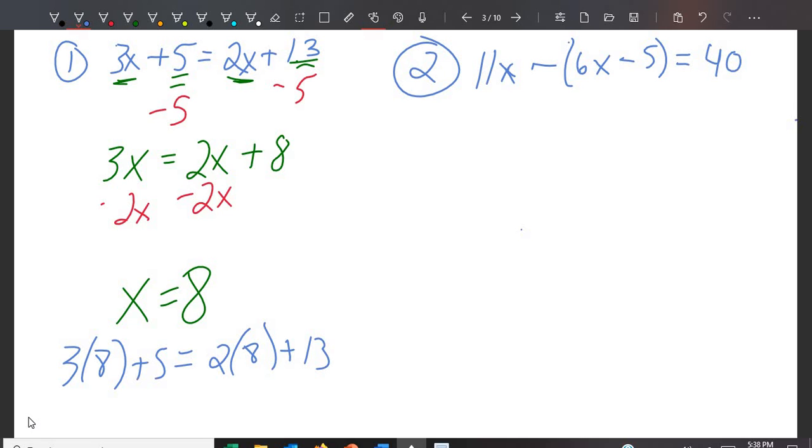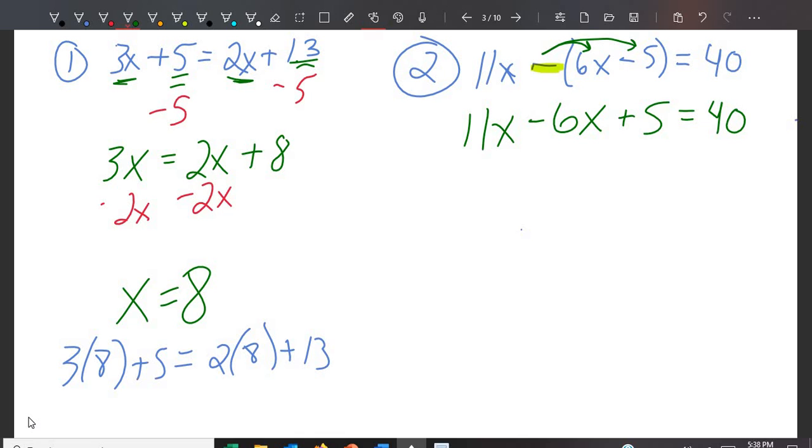Alright, the second example has a parentheses. Now I want you to notice there's a negative in front of that parentheses. When there's a negative in front of the parentheses, we distribute a negative, which means we're multiplying everything in the parentheses by a -1. So that positive 6 becomes negative 6x, that negative 5 becomes positive 5.